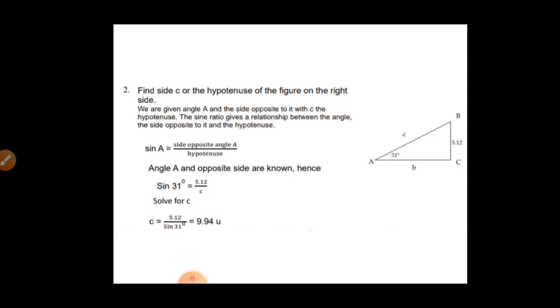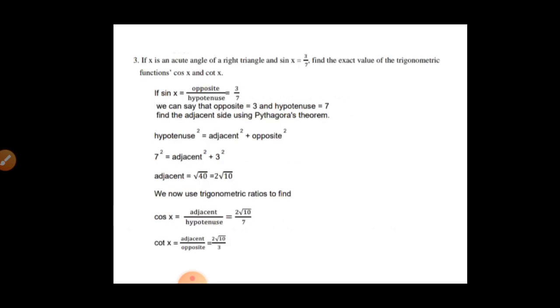Solve for C. C is equal to 5.12 over sine 31 degrees, which is equal to 9.94 units. Next.